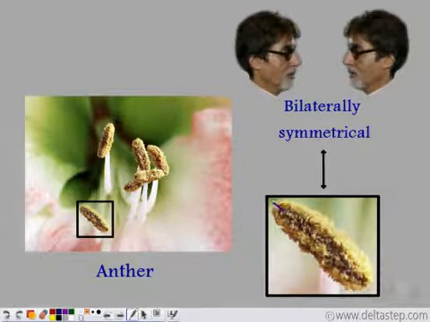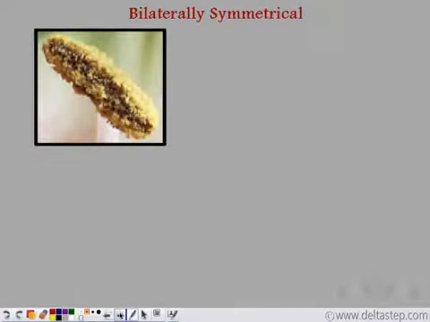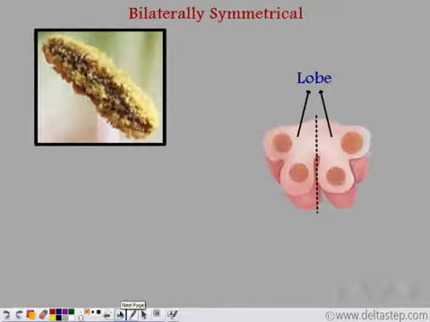See, if you cut an anther midway, this portion is similar to this portion. Now, an anther is not only bilaterally symmetrical from outside, it is also similar from inside. See? And these equal halves are known as lobes.